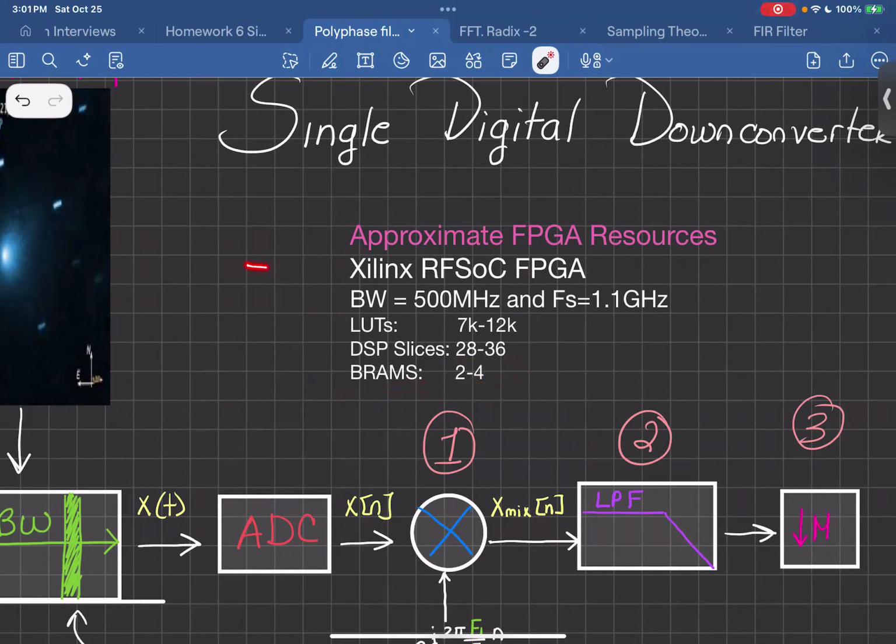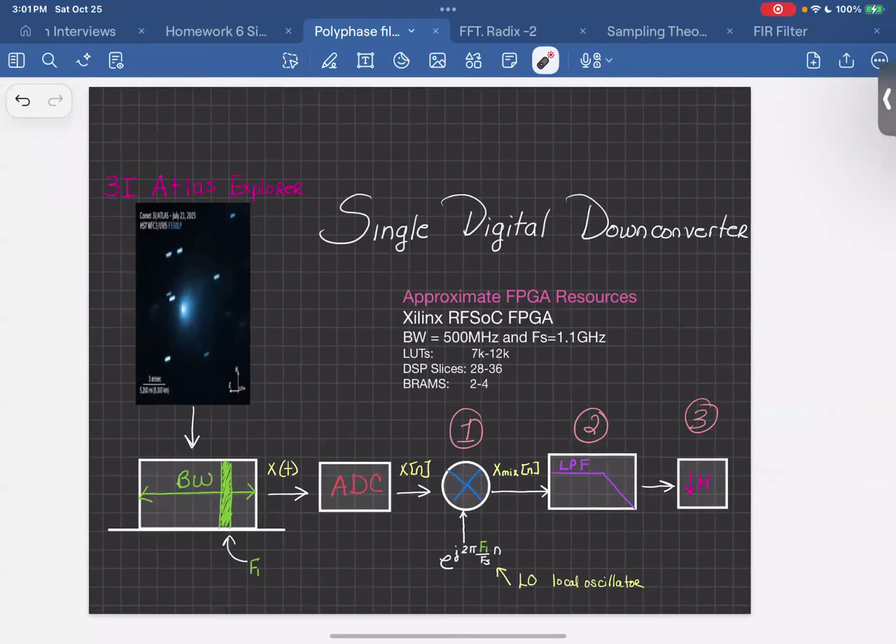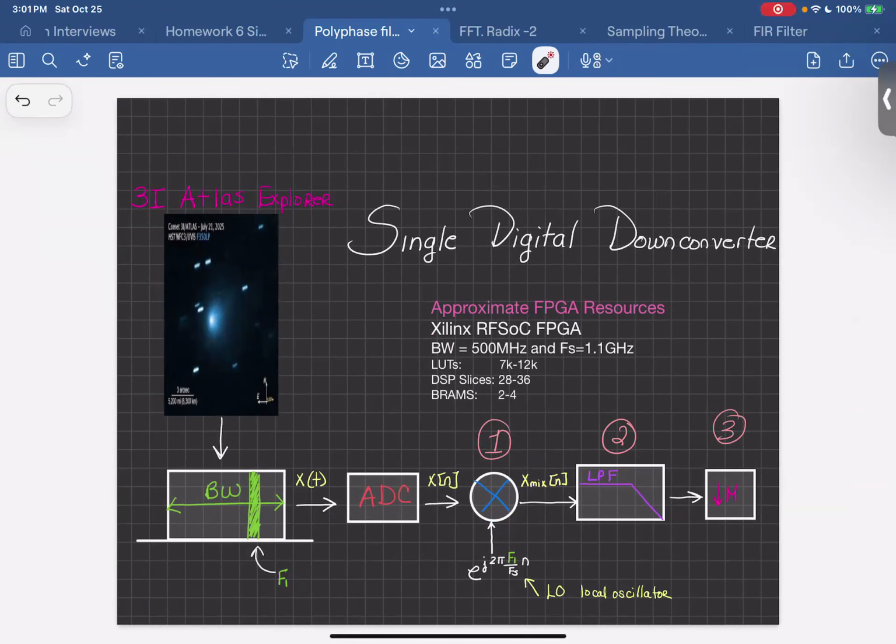Right here, I want you to take a moment and look up the Xilinx RF SoC FPGA and find out the maximum amount of resources that we have available to us, so that we can then start to see how much we are eating up.